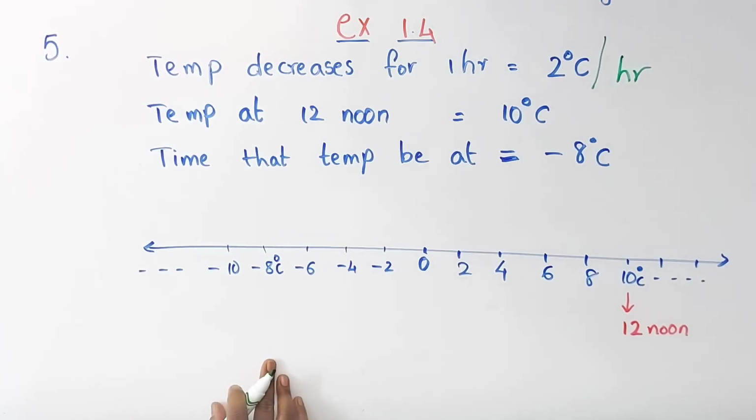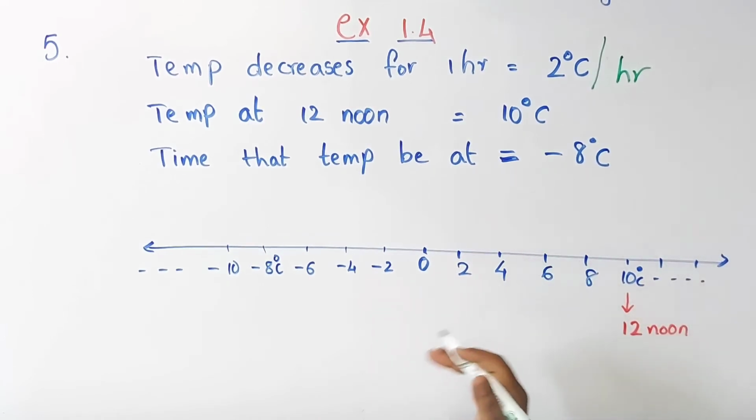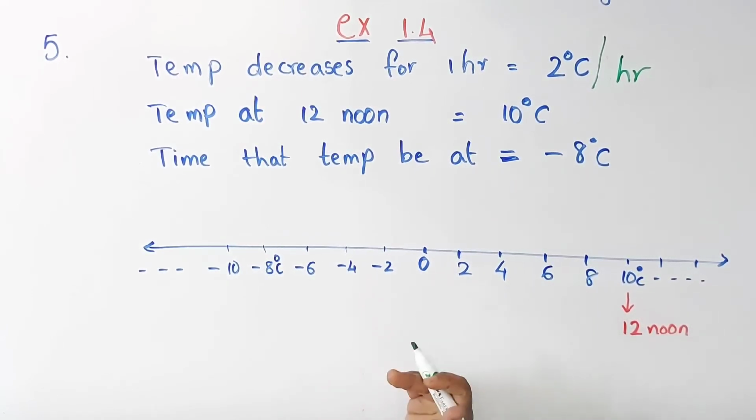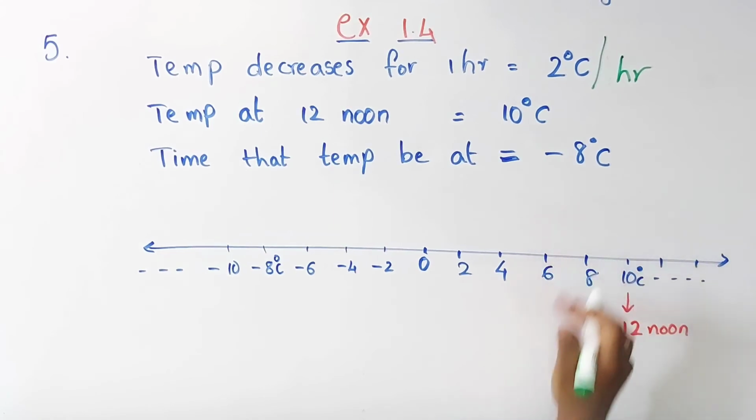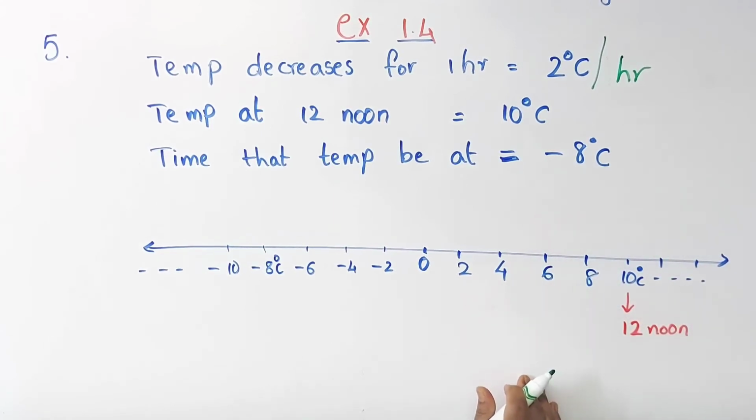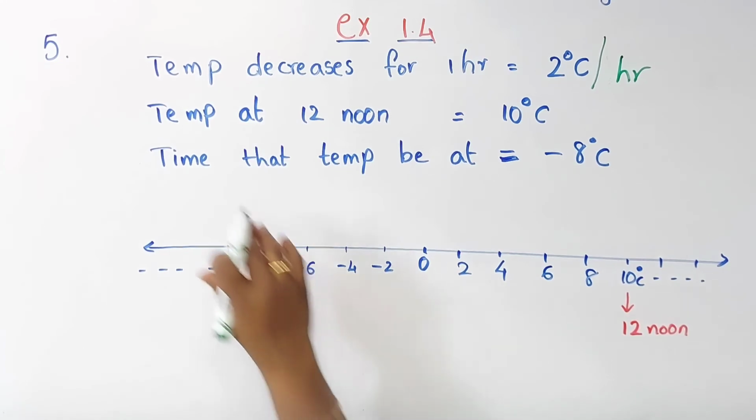Question number 5, children. The temperature at 12 noon was 10 degrees centigrade above 0. If it decreases at the rate of 2 degrees centigrade per hour until midnight, at what time would the temperature be 8 degrees centigrade below 0? What would be the temperature at midnight, children? This is the question. They gave the information.